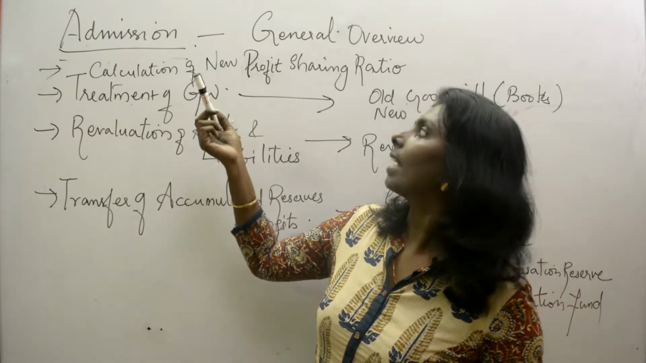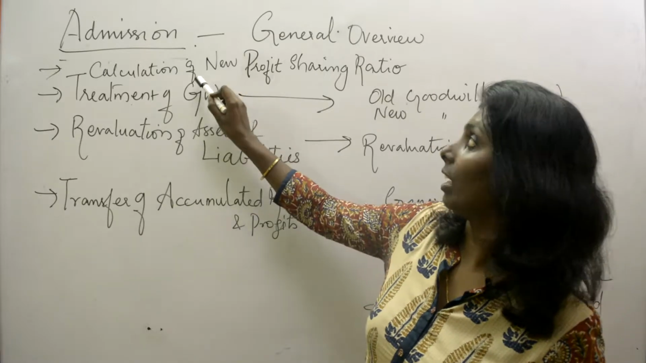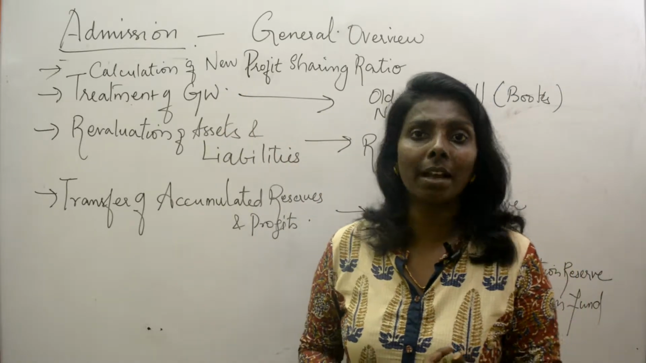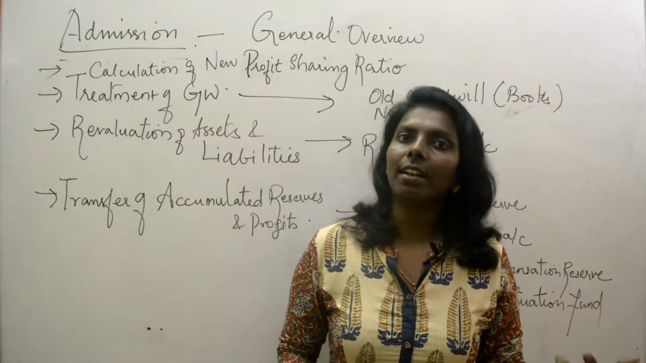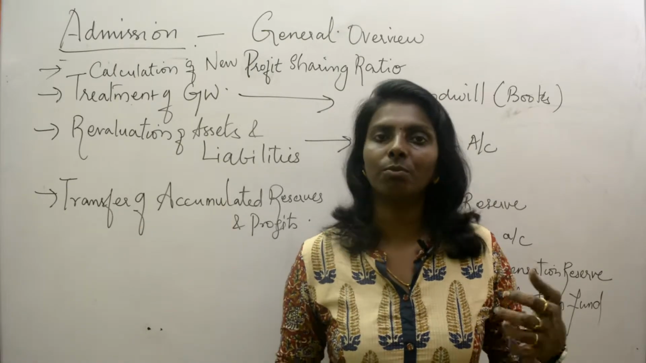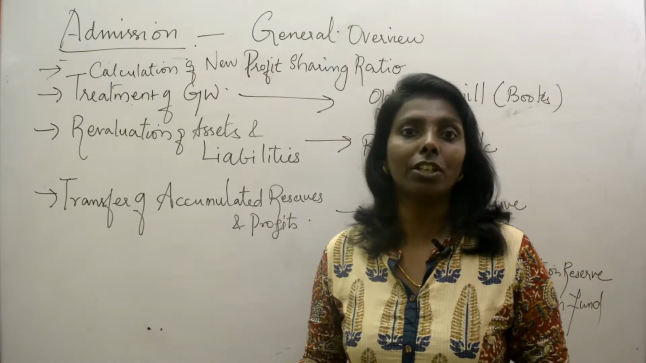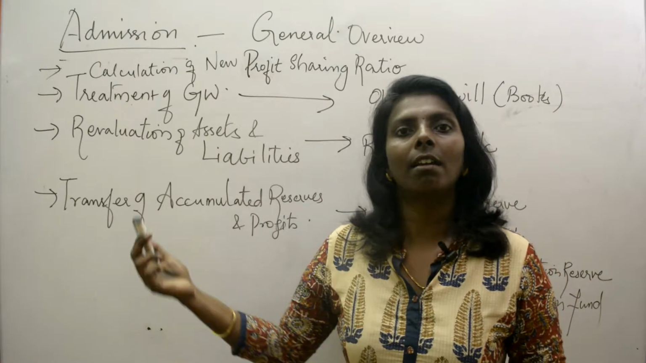Now, whenever a new partner is getting admitted into a firm, we have to calculate the new profit sharing ratio. That is mandatory, because already there are two partners who are sharing profits in the old ratio. When a new partner comes in, we have to calculate the new ratio. There are various methods of calculating the new ratio, which we will see in another video.